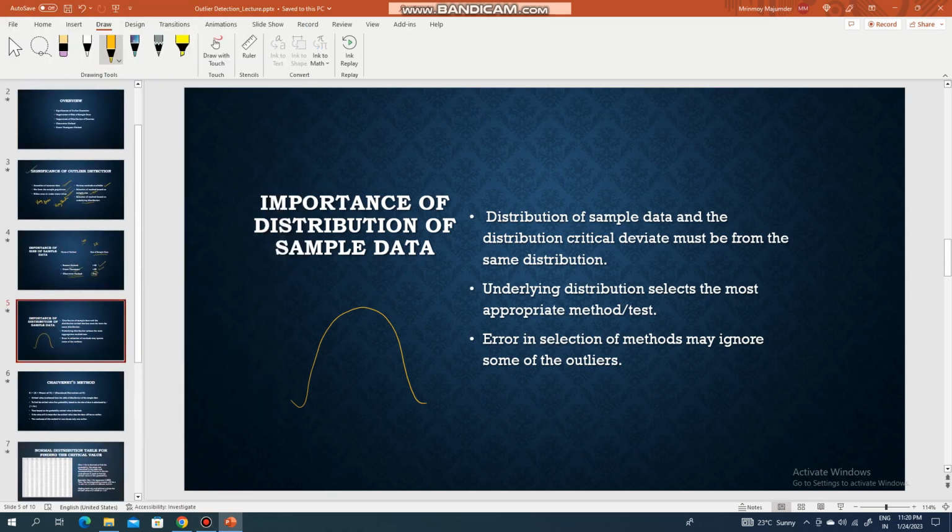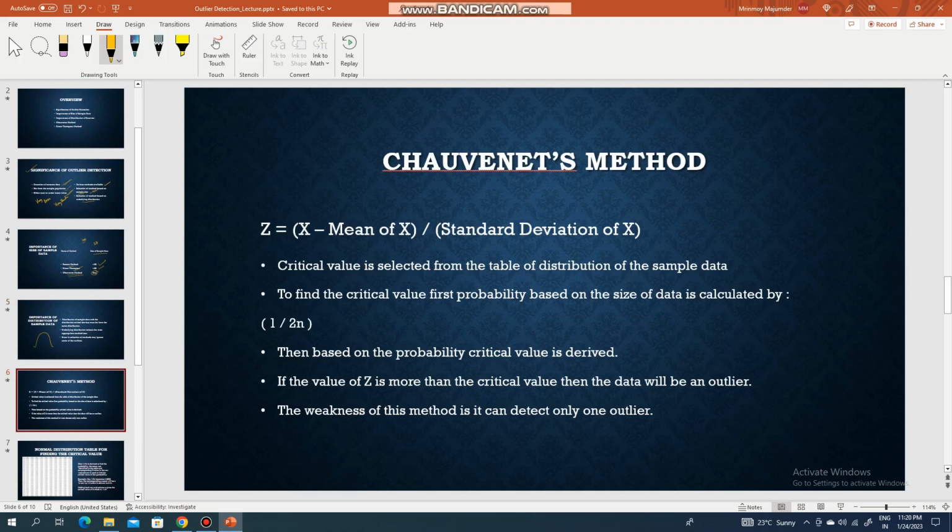So let us go for the next one, that is, how the Chauvenet method is utilized for detecting outliers. Here, the first step is to calculate Z, and it is calculated as: X, the data of your sample data, minus the mean of your sample data, divided by the standard deviation of your sample data. What I am referring to as sample data is the number of data you have collected, the set of data you have collected.